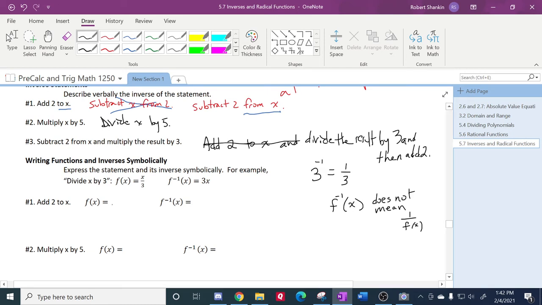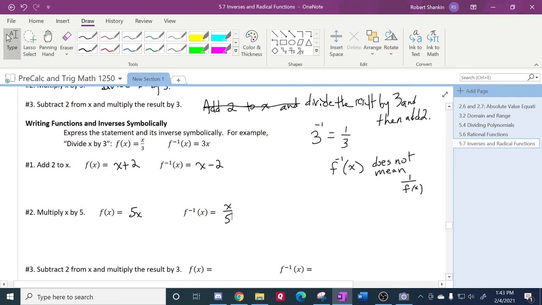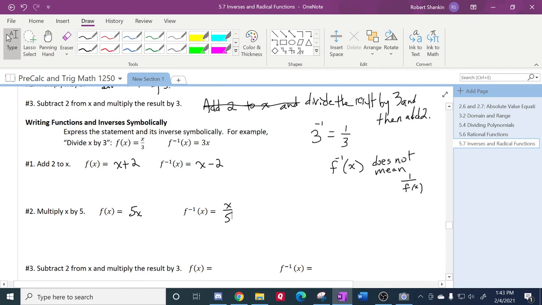Okay, group 4, what do you have for number 1, f of x equals? So f of x would equal x plus 2, and the inverse would be x minus 2. Nice. And what about number 2? We've got f of x equals 5x, and the inverse would be x divided by 5. Okay. Those are translating worded expressions into symbols, into functions. And now everybody take some time to do number 3.